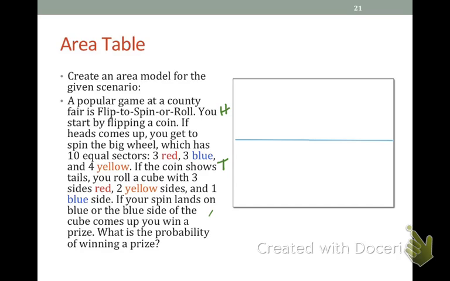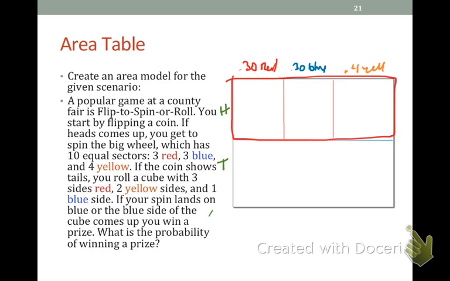So you take that little rectangle that has the head space, and you're going to break it into proportions to show, well, of 10 equal sectors, 3 are red, 3 are blue, and 4 are yellow. So let's break our little heads section into 3 sections, a red one and a blue one and a yellow one. So we're going to call this 0.30 the red one, because 3/10 are red, 0.30 the blue one, and then 0.40 the yellow one. All right, so that's going to give you the probability of getting a heads and getting a red. Okay, so now let's go down to the tails.